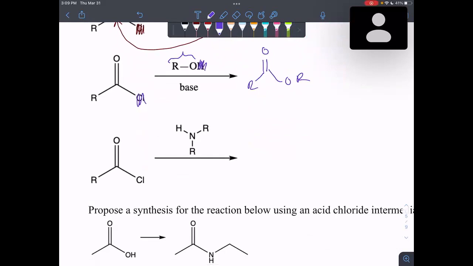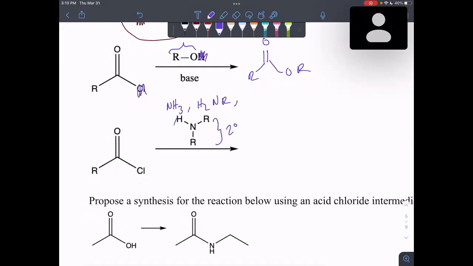Now if we give an acyl chloride some kind of amine, the amine can be in three forms. You can have it as ammonia, NH3, as a primary amine, which has two hydrogens and one R group, or as a secondary amine like this. Tertiary won't work, but you can have those three forms. Whenever you see an N-something, just know it could be any of those options. In this case, we're giving an acyl chloride a secondary amine. What derivative would that give you? An amide. Once again, chop off the hydrogen, chop off the chlorine, and cut and paste.